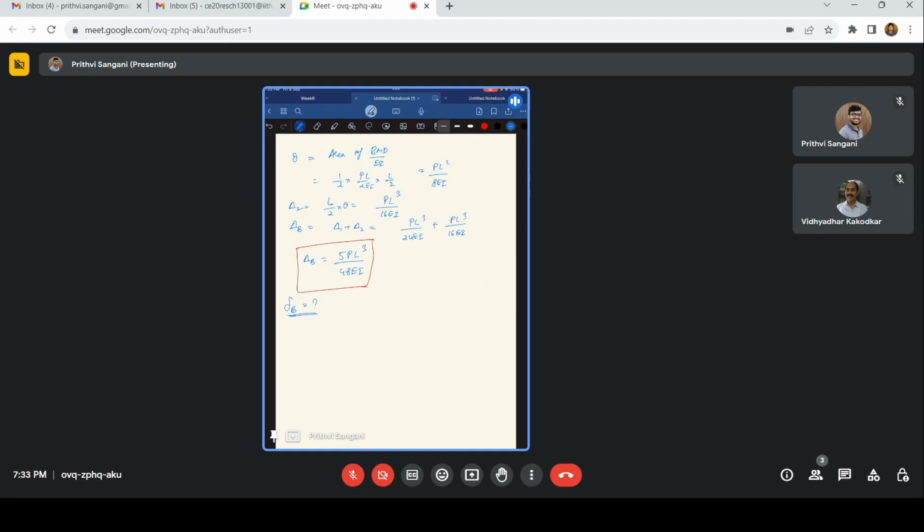Let us have, okay, let me take a new page. The same question. This is again the same cantilever beam. The cantilever beam gets settling.